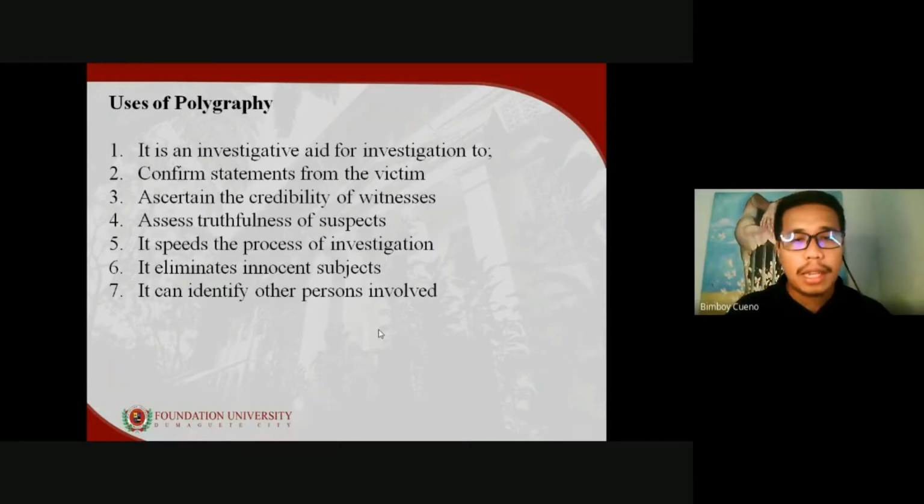Let us say you have 20 suspects. Okay, you have 20 suspects. So it would actually make a delay if you will go from one investigation to one person, from one person to the other. If the investigation will focus from person A to the last person, what will happen is it will be dragging and it will take a lot of time for the investigation to finish. So, mas maayo og mogamit ka og polygraph examination para at least ang katong innocent suspects will automatically be eliminated and you can concentrate to a handful suspects. Okay? It can identify other persons involved.